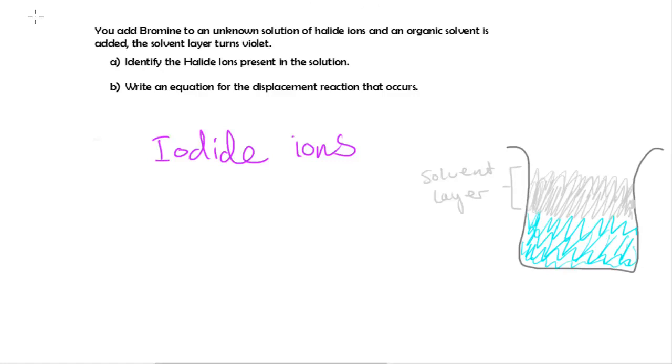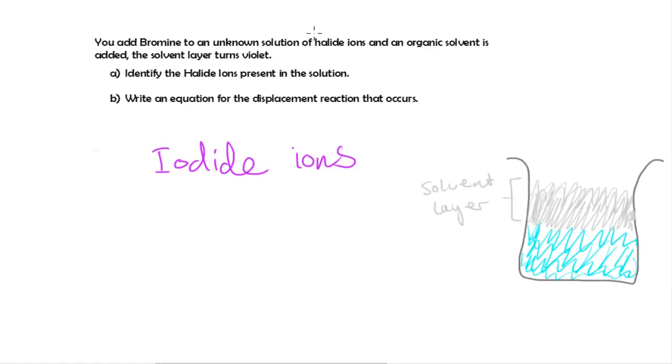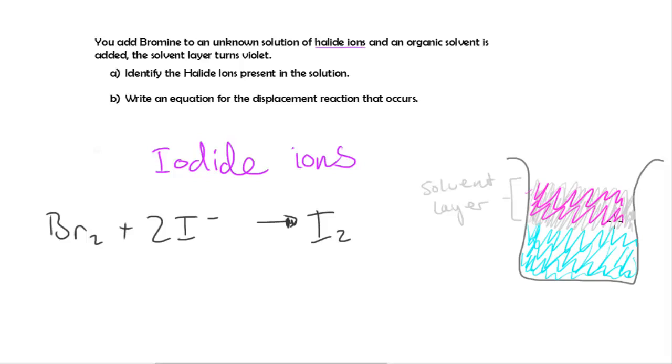Now it doesn't ask for a full equation, and we don't know what the halide ions were maybe combined with, so I'm just going to write out an ionic equation for what happens, since it says halide ions. So the reaction which would occur, we would have Br2, and that would react with the halide ions. So that would be 2I minus, and this would form the iodine. So that would form the I2, and this is what dissolves in that solvent layer. So the question did say it turns violet. So let me just color this in violet a little bit, pinkish violet, maybe a little bit more purple. So yeah, this is the solvent layer which turned violet.